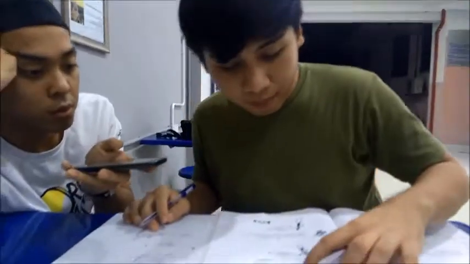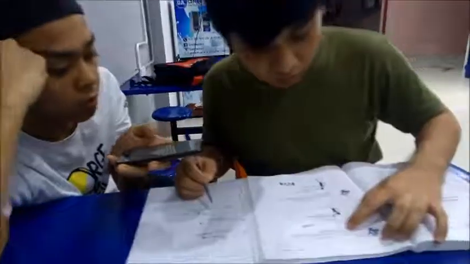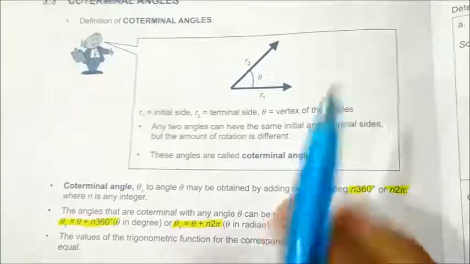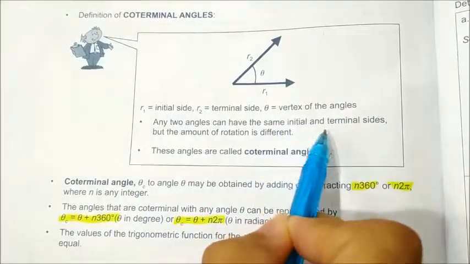Then the angle formed by the line of side and the horizon line is called an angle of depression. The angles. Any two angles can have the same rotation.